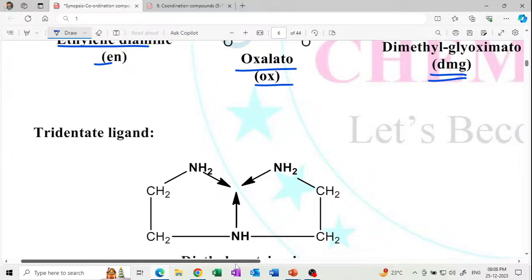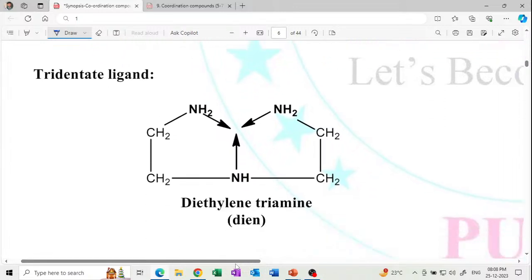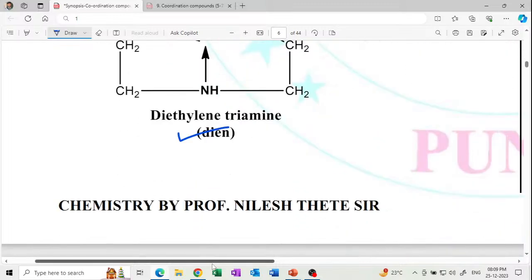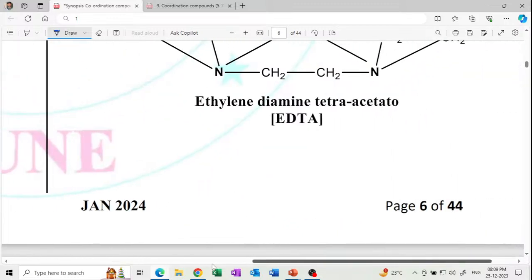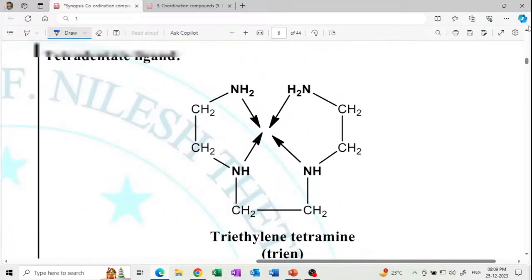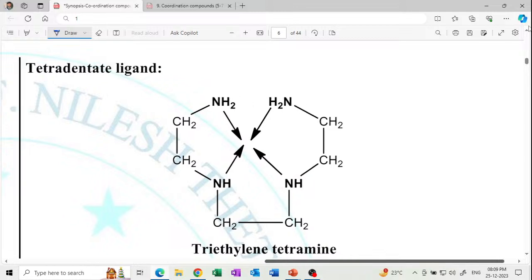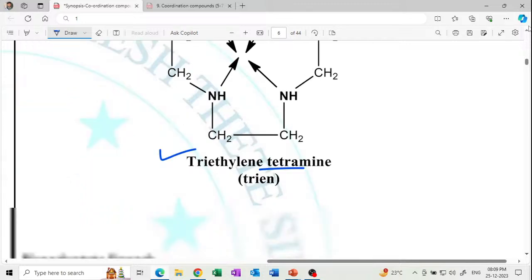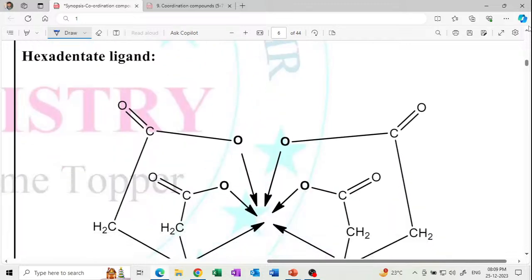Next is the tridentate ligand. So this is a tridentate ligand. That's dien. Dien stands for diethylene triamine. This is the dien. Dien is a tridentate ligand. Get it here? And next is the tetradentate ligands. Tetradentate ligands are triethylene tetramine. This is the triethylene tetramine. This is the trien.